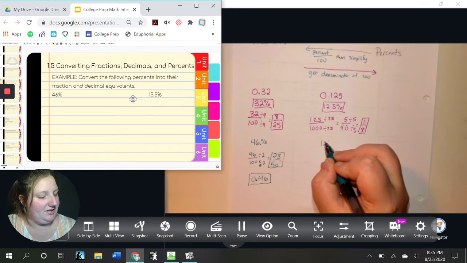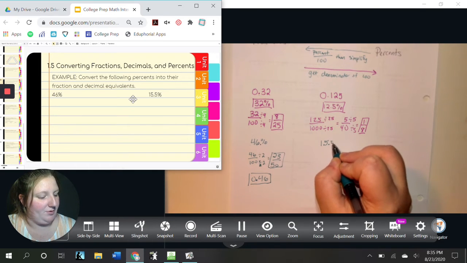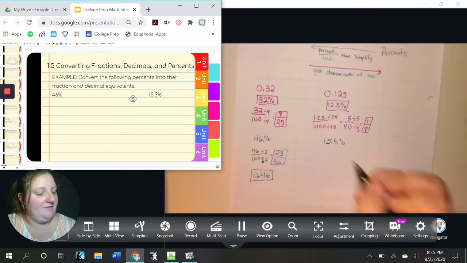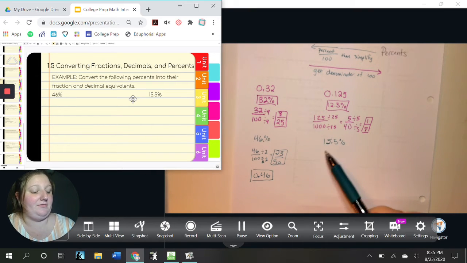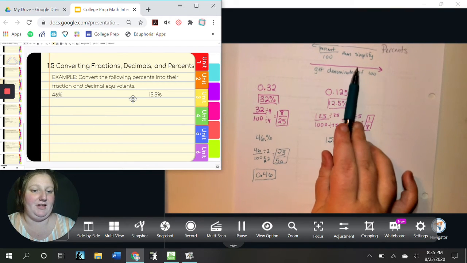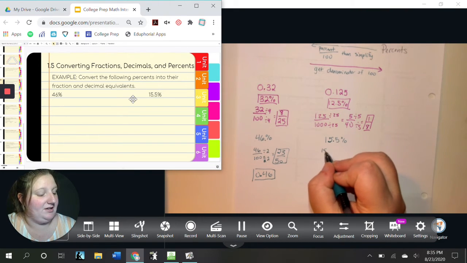Next, we have 15.5%. I didn't write that the best, sorry. 15.5%. To get the fraction, again, we put our percentage over 100, just like it says here, and then we're going to simplify. So 15.5 over 100.